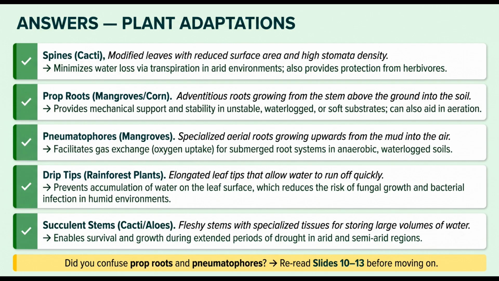Pneumatophores, pencil-like roots growing vertically upward from underground roots. At low tide, lenticel cells absorb oxygen from the air and transport it downward to underground roots, enabling respiration in anaerobic soil. Salt filtration, root membranes block up to 99% of dissolved salt.